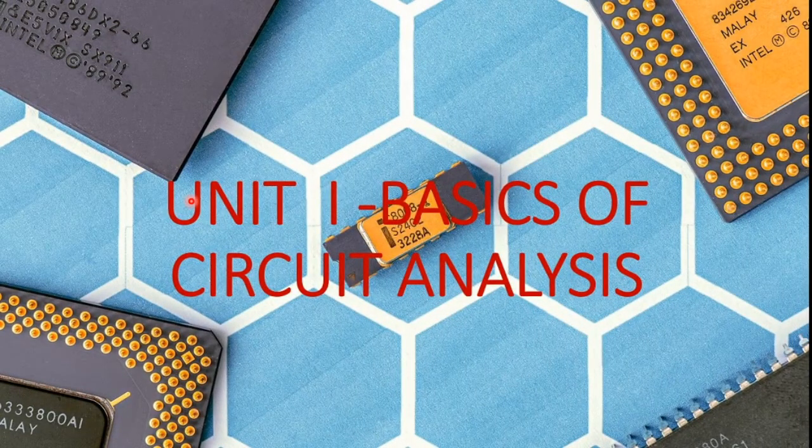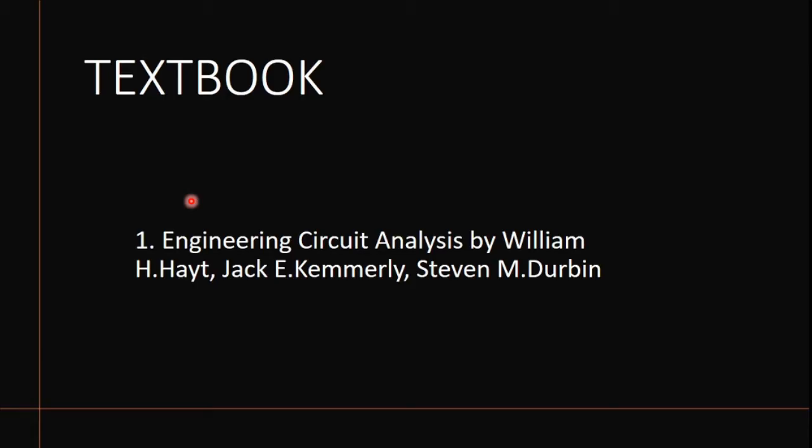So Unit 1, the name of the unit, is Basics of Circuit Analysis. Let me start with this unit by telling the textbook that we are going to use. For the first unit, the book recommended in our curriculum is Engineering Circuit Analysis by William H. Hayt, Jack E. Kemmerly and Steven M. Durbin. This is the book that we use as reference for the topics related to Unit 1.